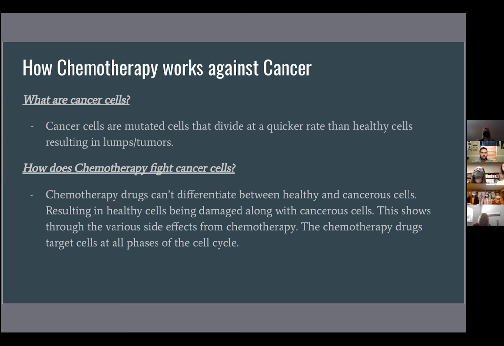So how does chemotherapy fight cancer cells? Chemotherapy drugs can't differentiate between healthy and cancerous cells, and this results in healthy cells being damaged alongside cancerous cells. And this shows through the various side effects from chemotherapy, such as nausea, vomiting, hair loss, among others. And the chemotherapy drugs are able to target cells at all phases of the cell cycle.